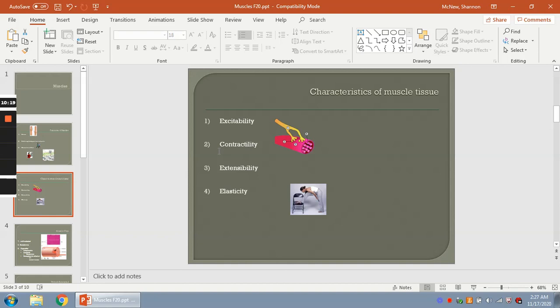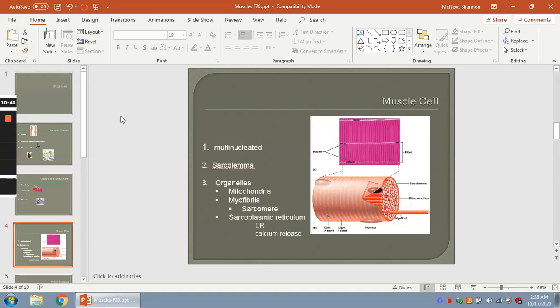So let's look at this. Characteristics of muscle tissue. Elasticity. Muscle tissue has the ability to return to its original shape after being stretched. And that's what elasticity means. All right.